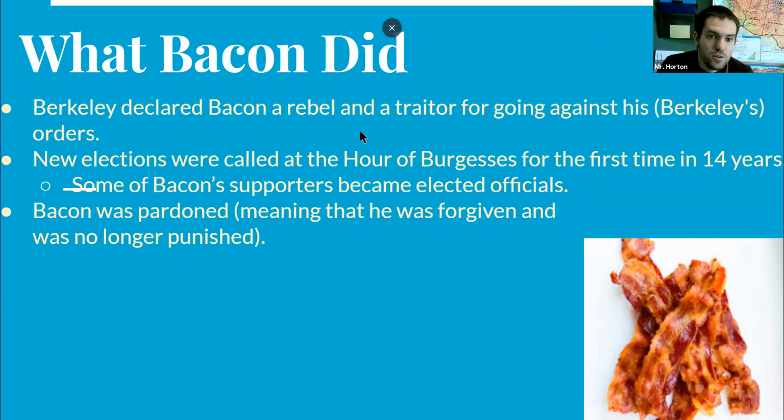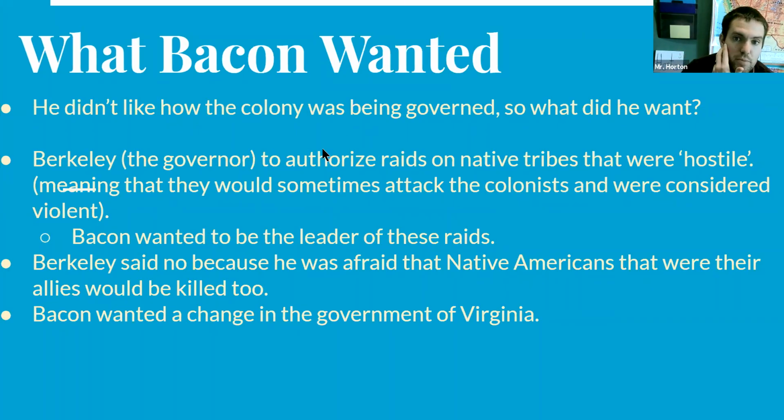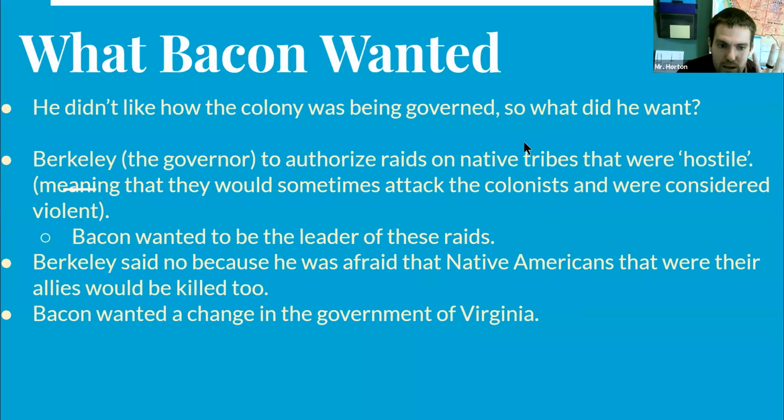So now let's get to, what did Nathaniel Bacon want? So this is going to help you answer number 2. So what did Nathaniel Bacon want? So he didn't like how the government or the colony was being governed. So what did he want instead? So there's 3 things that he wanted.